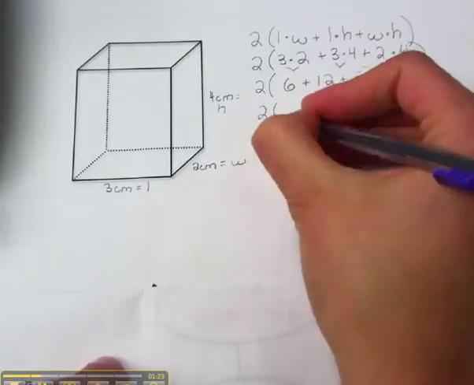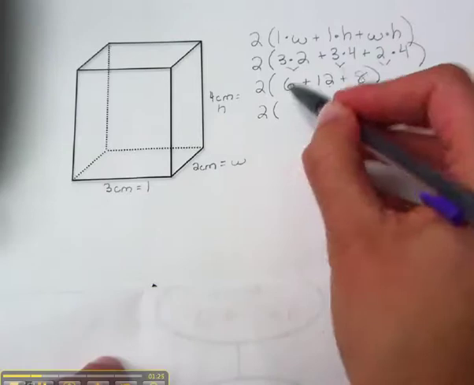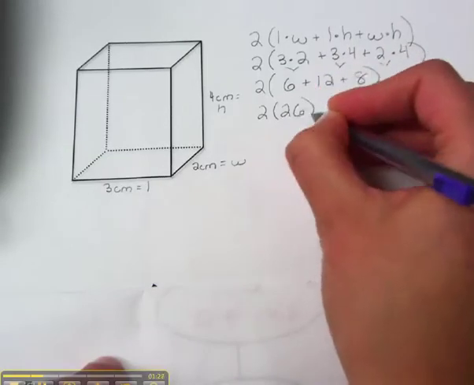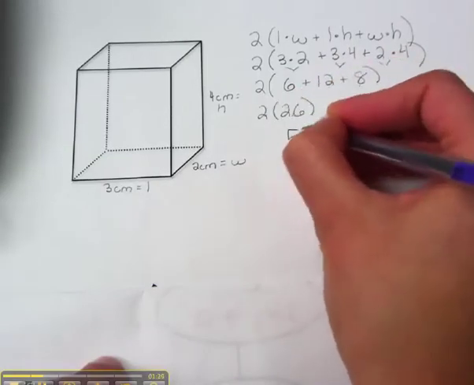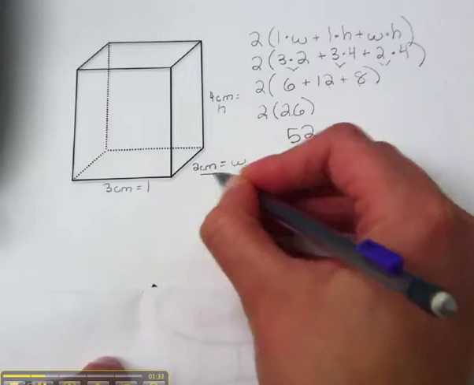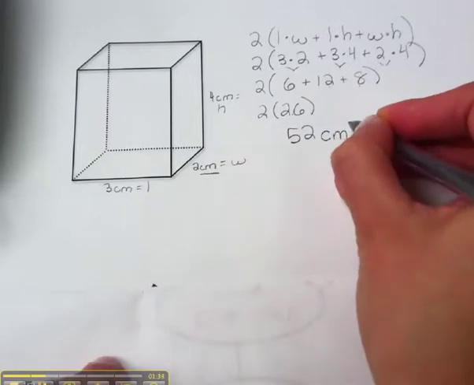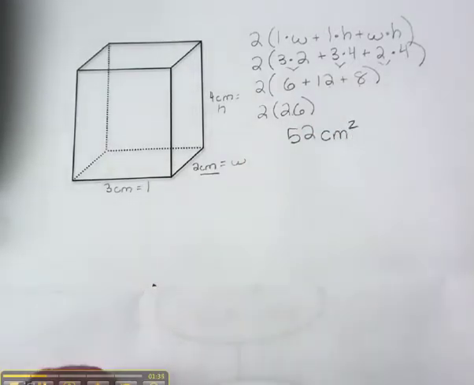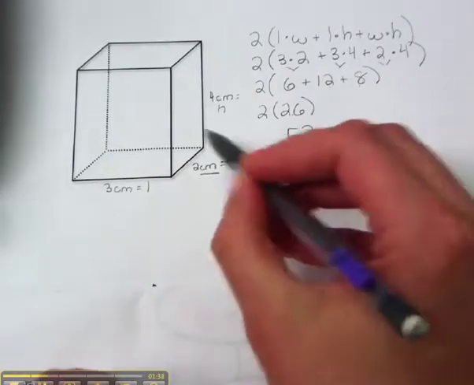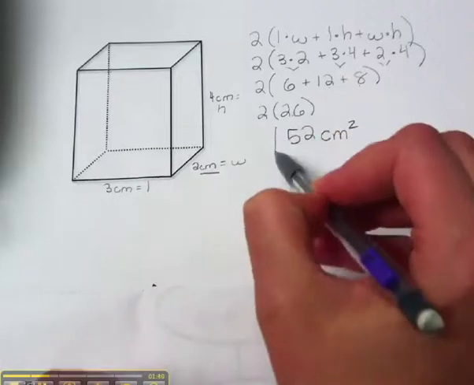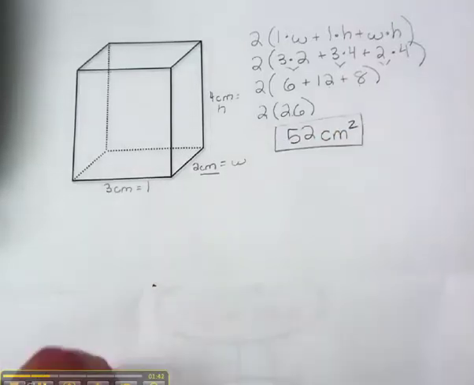This becomes 2 times the quantity of 12 plus 8 is 20, plus 6 is 26. 2 times 26 is 52, and I knew my units are in centimeters, and because it's area, it is centimeters squared. So my final answer for surface area of this rectangular prism is 52 centimeters squared.